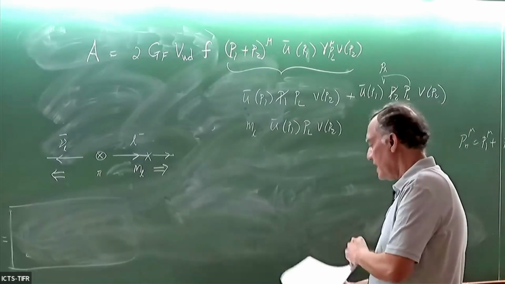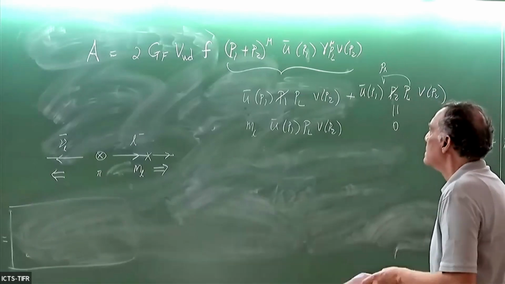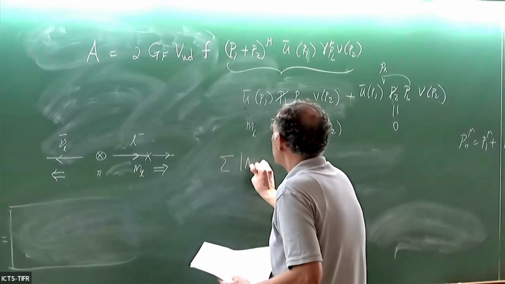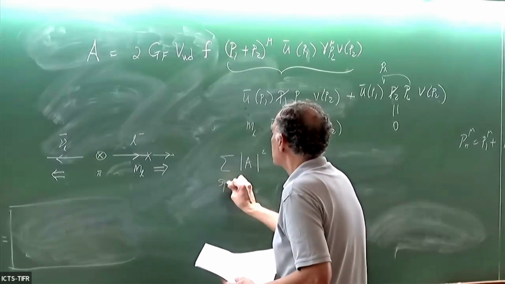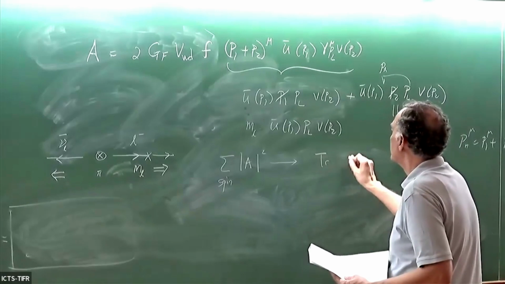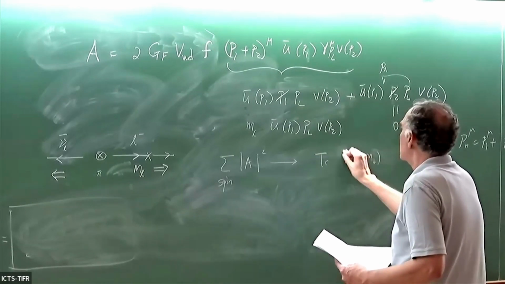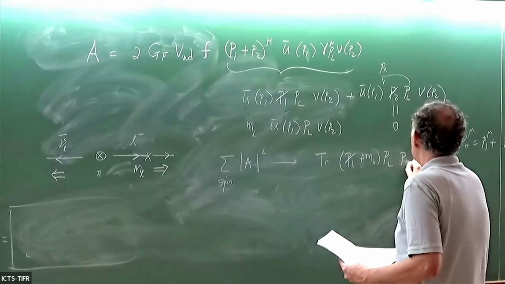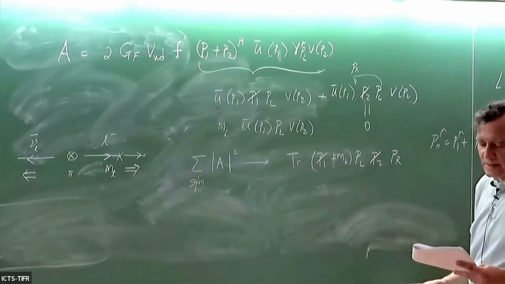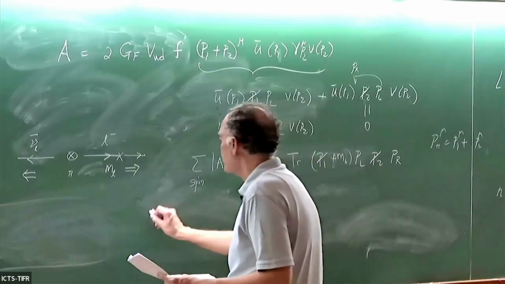Okay, I have it in my notes, but I'm not going to waste time on this now. So now you take the amplitude squared summed on spins, which from here is going to basically give me a trace of P1 slash plus ML, P left, P2 slash P right. You calculate the trace, put in the two-body phase space, and this is another calculation you should check.